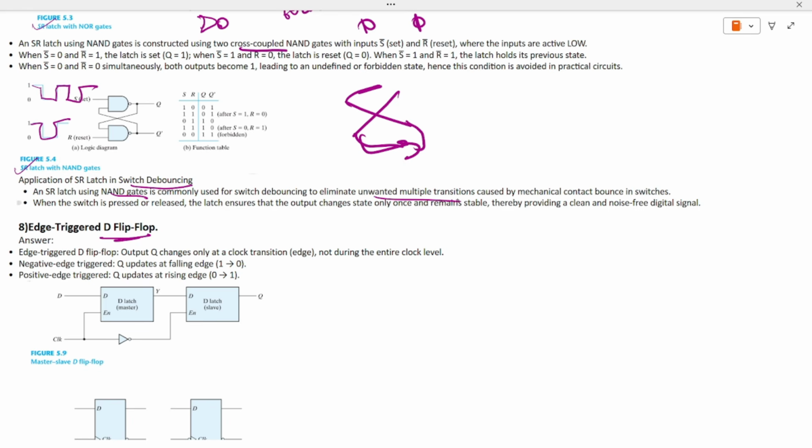The reason is unwanted multiple transitions caused by mechanical contact bounce in switches, that is, mechanical contact bounce in switches will be happening, right?